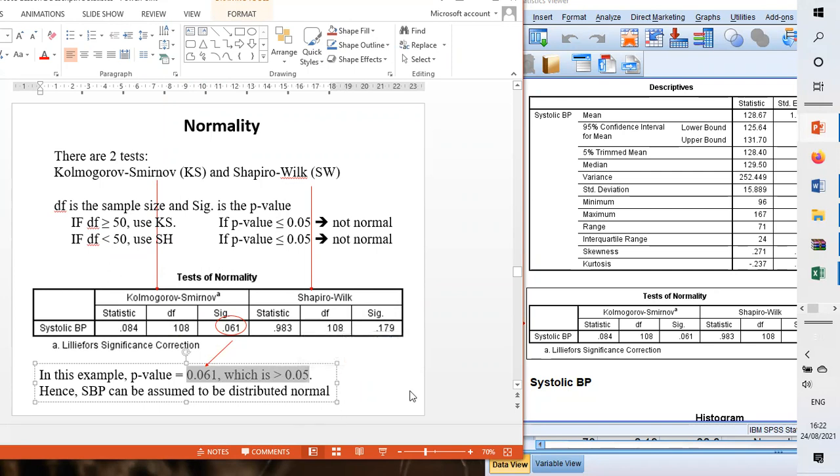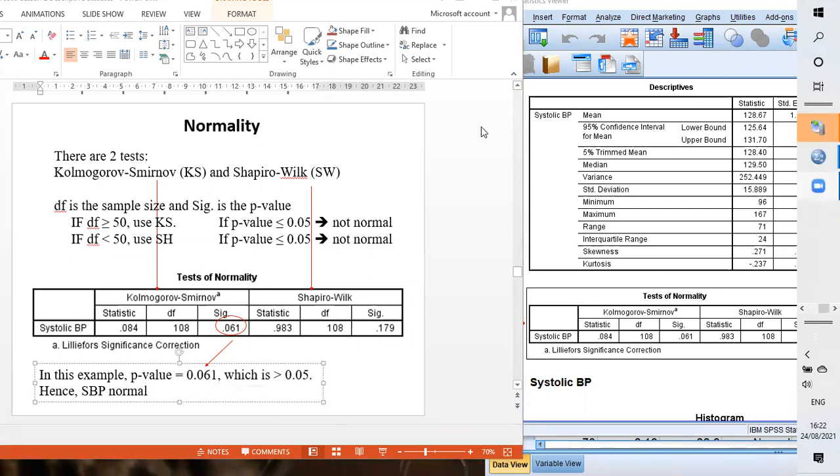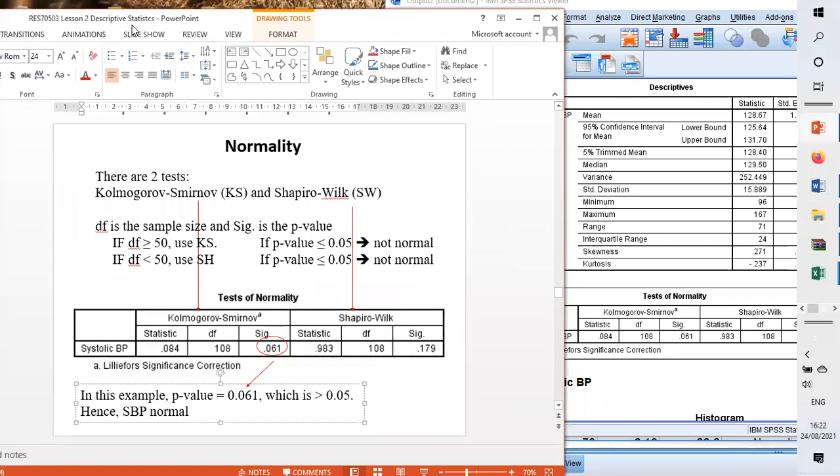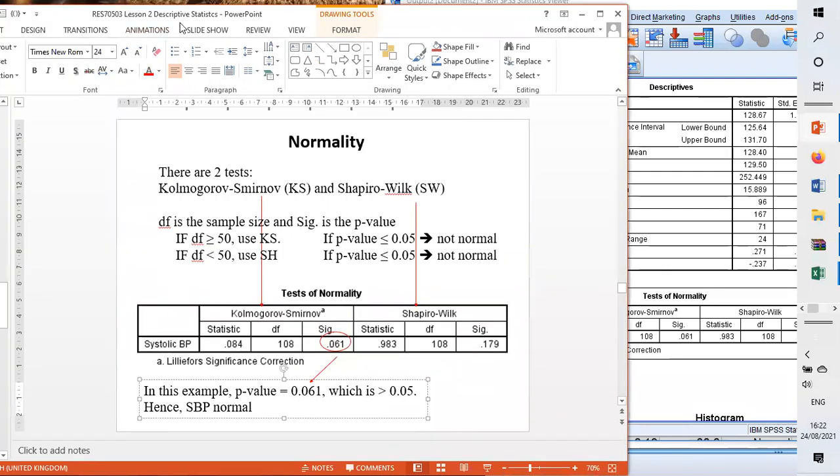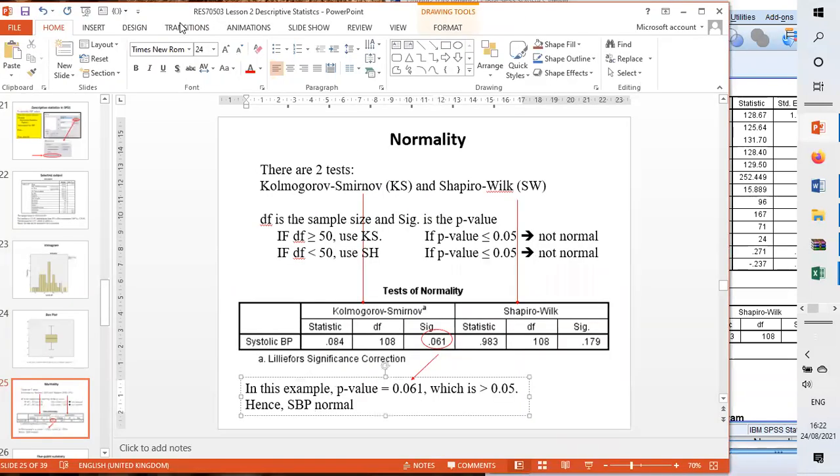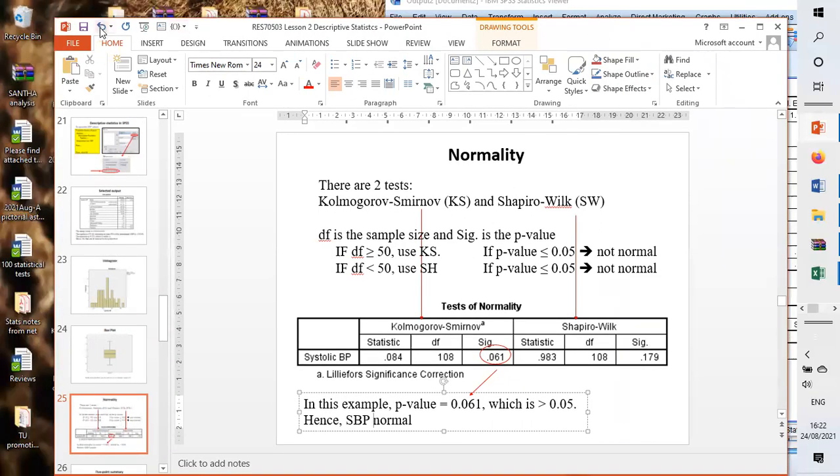Therefore, the three conditions are more or less met. You can say data can be assumed to be distributed normal. Don't say data is normal. Data can be assumed to be distributed normal because it's not perfectly normal. No data is going to be perfectly normal. Are we clear? Class, are you clear? Any questions?